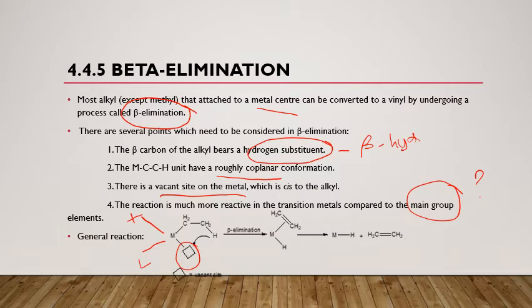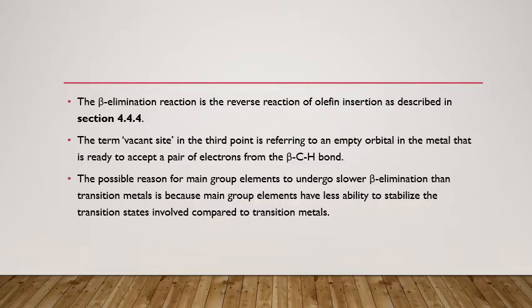So this is the general reaction in which beta elimination happens. The hydrogen goes to the vacant site, then the C=C bond eliminates, leaving behind this complex and the alkene group. We can say that the beta elimination reaction is actually the reverse reaction of olefin insertion in section 4.4.4. The term vacant site in the third point refers to an empty orbital in the metal that is ready to accept a pair of electrons from the beta C-H bond.